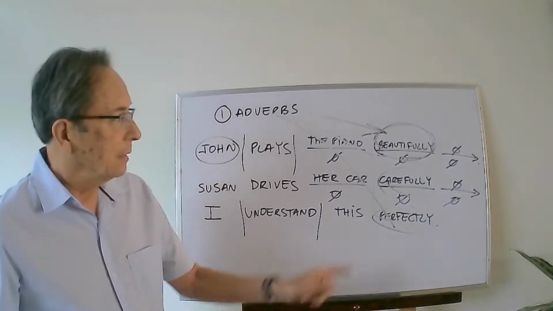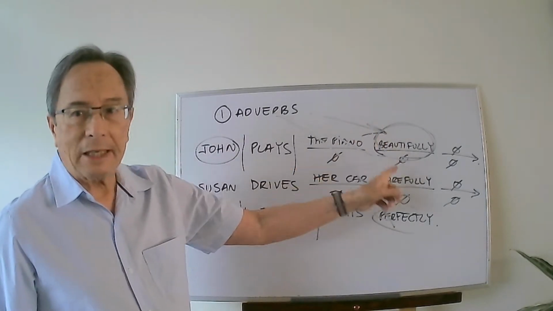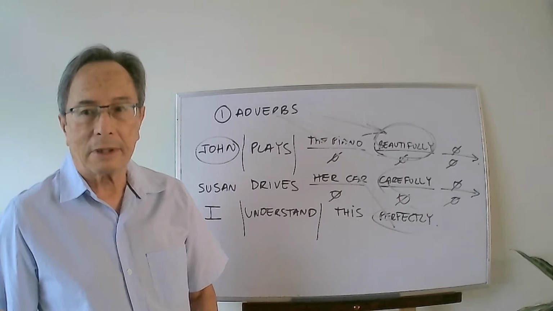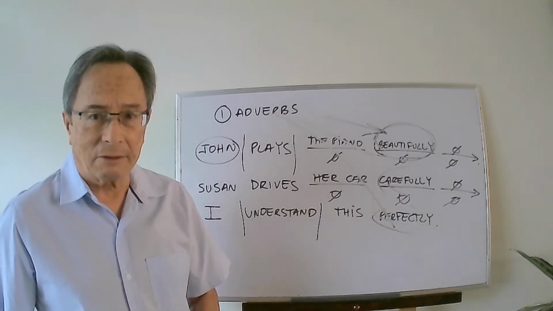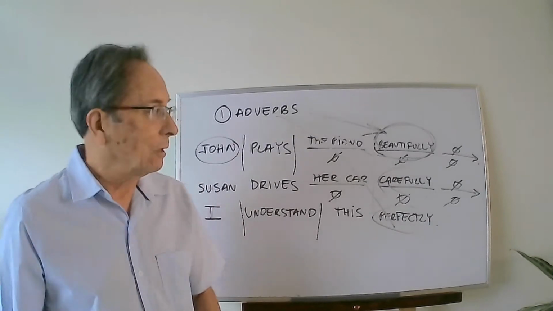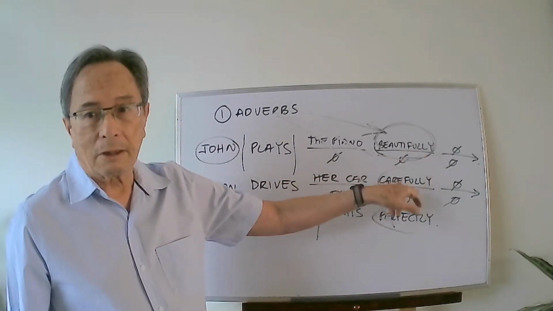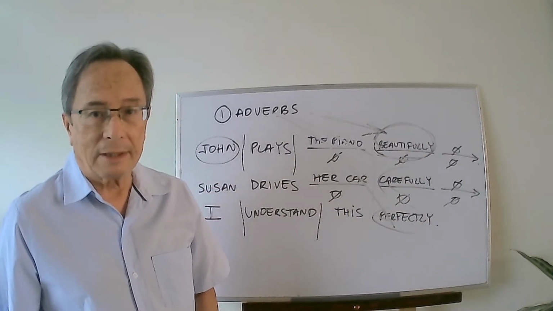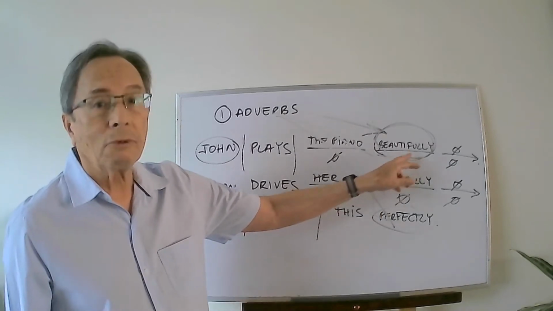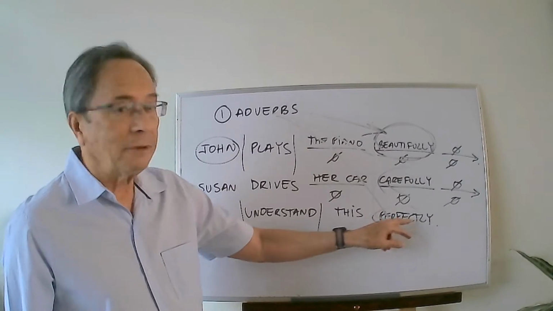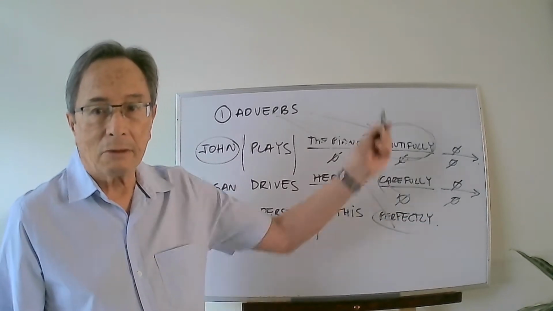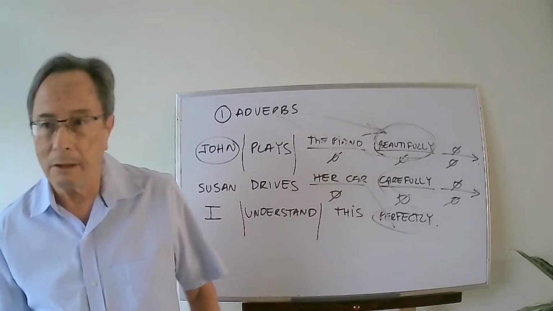Now notice that many adverbs end with ly. Muchos adverbios terminan con ly, con una L o con dos L, dependiendo de la terminación. We're not going to see this right now. It's double L or simple L. So it's beautifully, mente, carefully, mente, and perfectly, mente. So ly is mente. All right, very good.